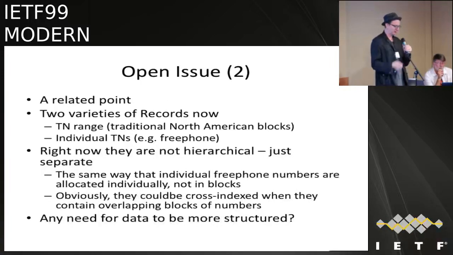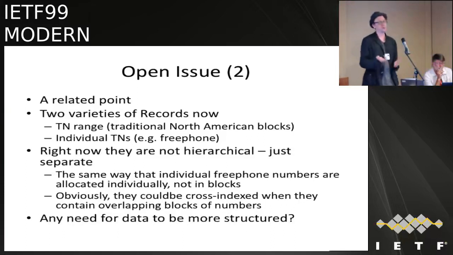It's kind of a related point. So right now we've created two approaches to this, where we're going to use ranges for things like traditional North American numbering plan blocks, and then have individual TNs. And the example we always give of individual TN allocation is free phone, right?